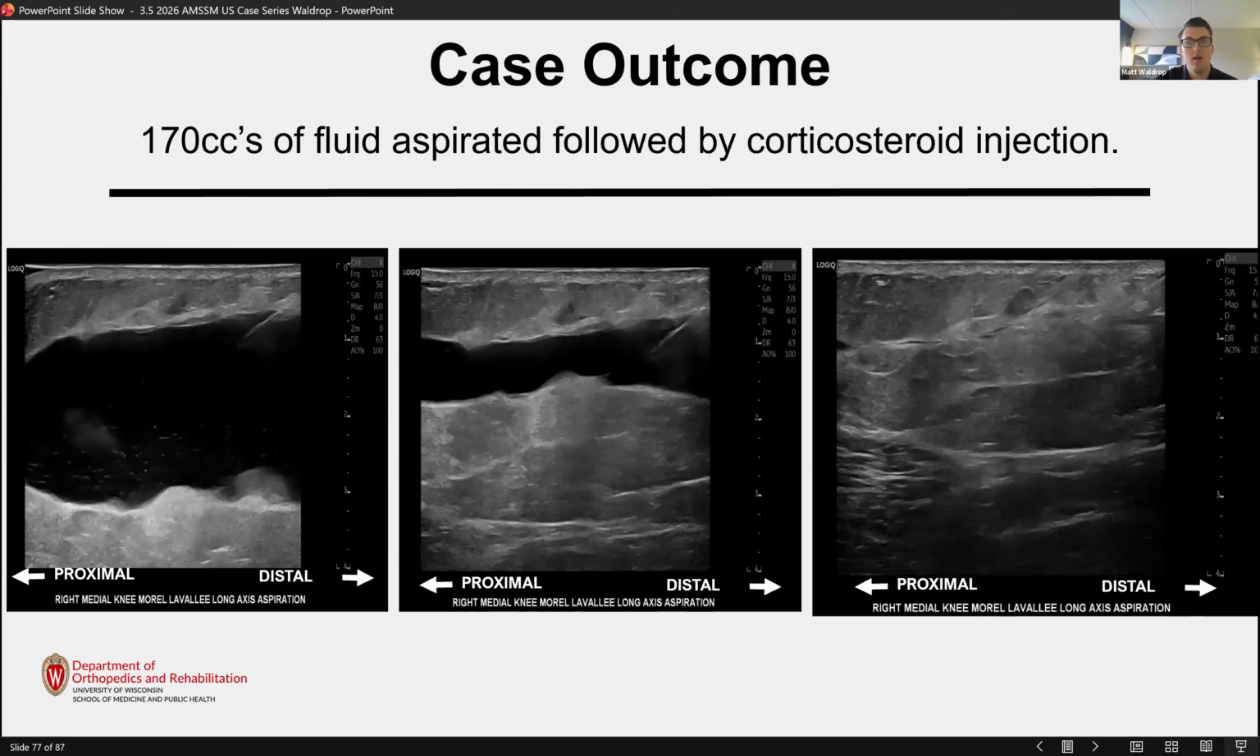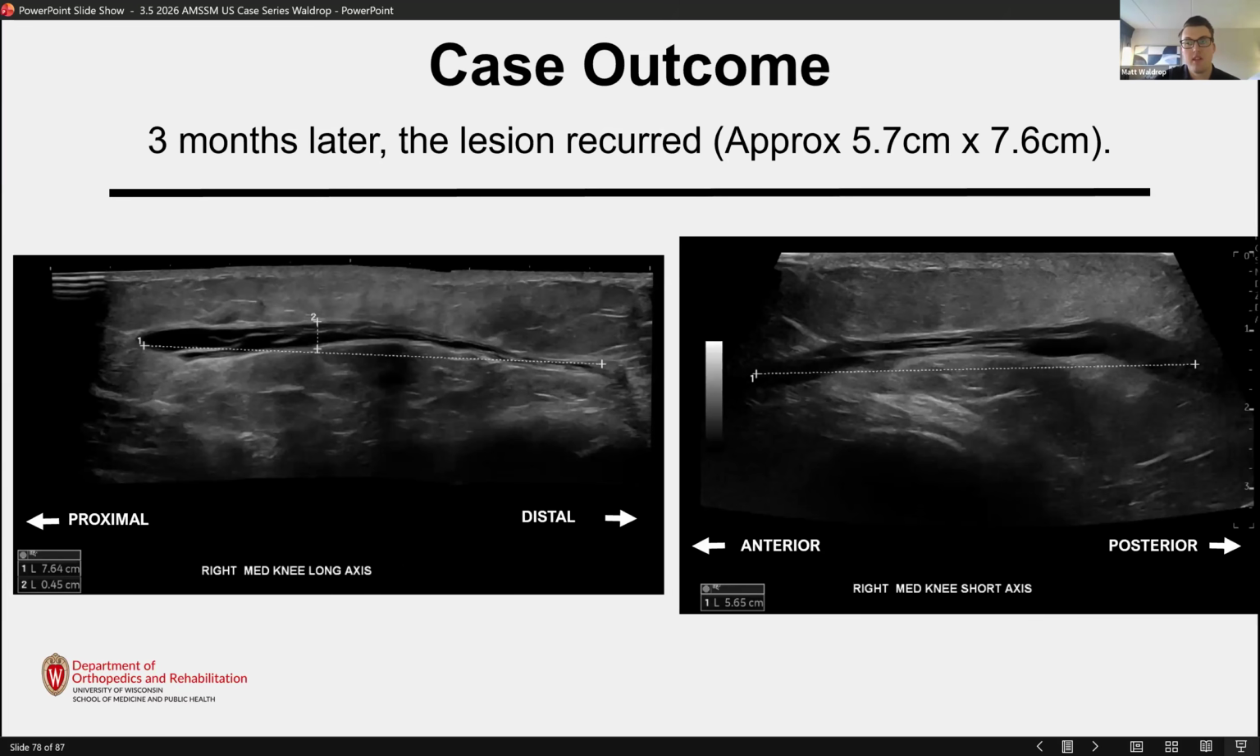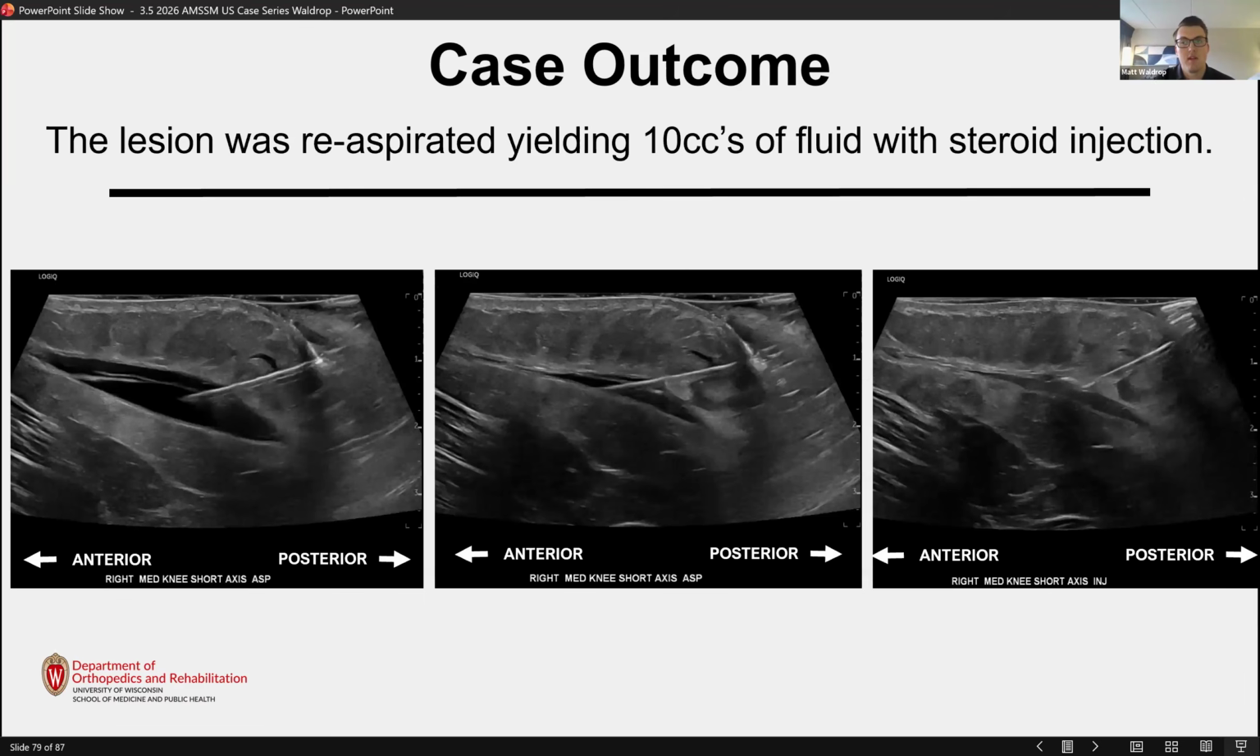So, outcome: 170 cc's of fluid was aspirated from the lesion 17 days after the initial injury, and that was followed by a corticosteroid injection at the time. Three months later, unfortunately, that lesion recurred, and this time it measured approximately 5.7 centimeters AP by 7.6 centimeters proximal to distal. The lesion was re-aspirated, this time only yielding 10 cc's of fluid, and the steroid injection was repeated.